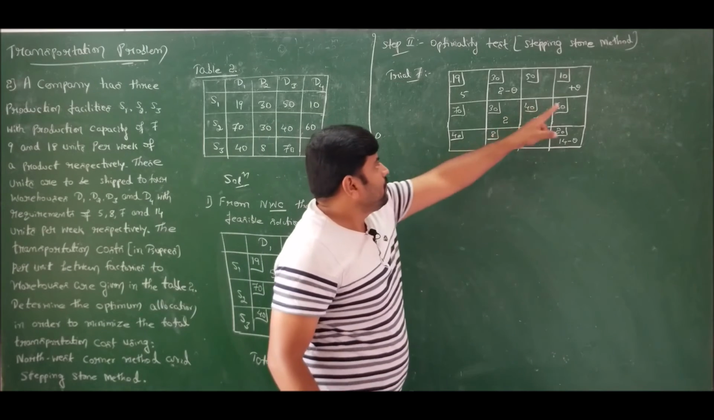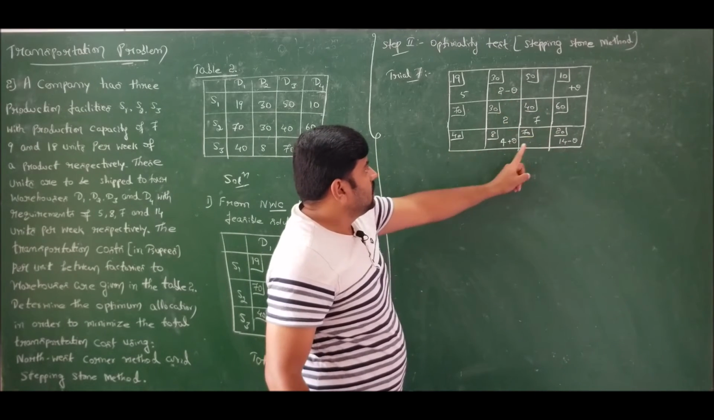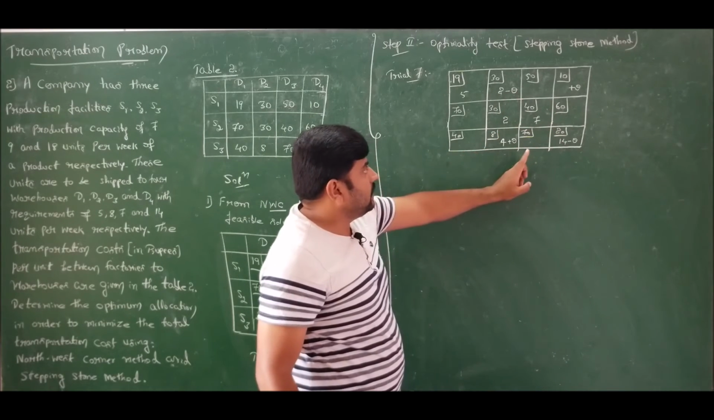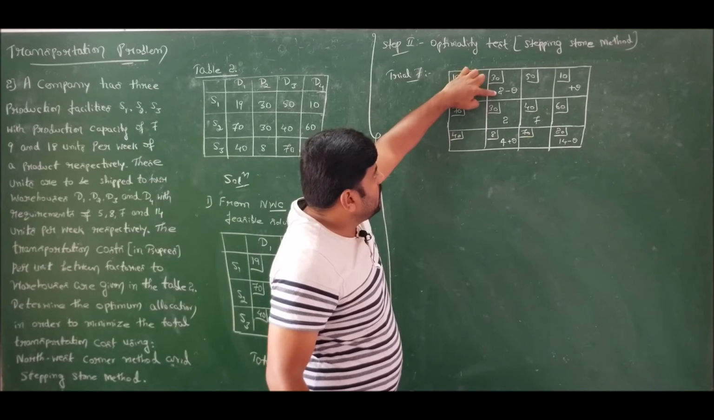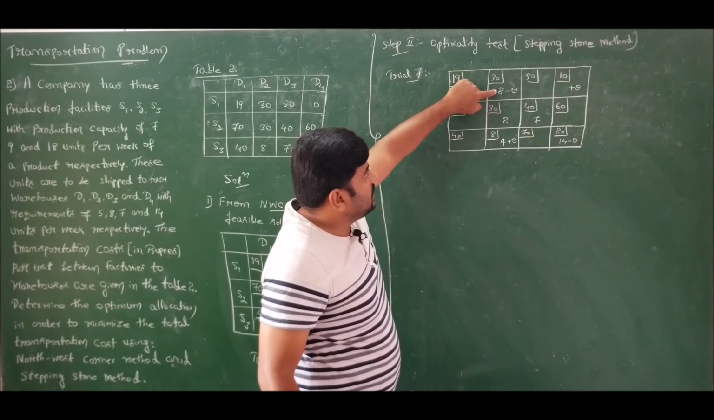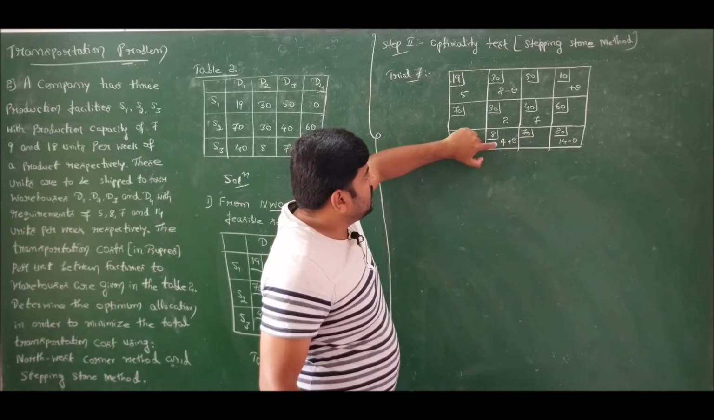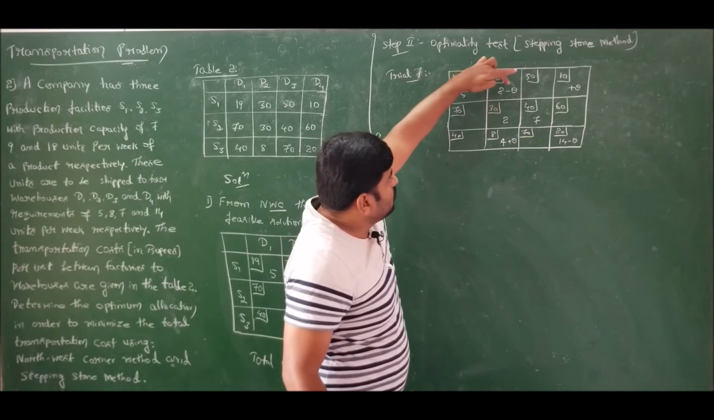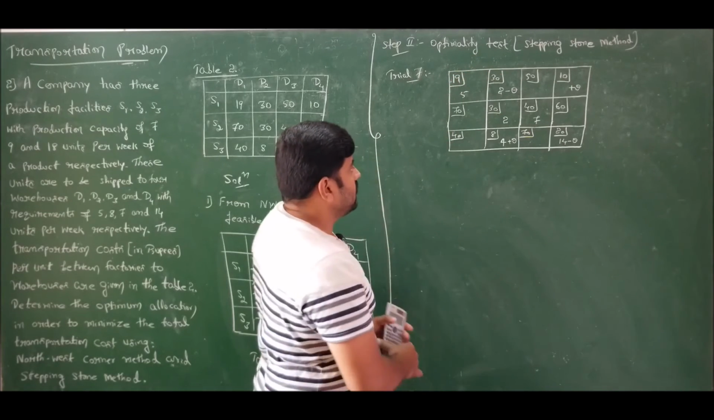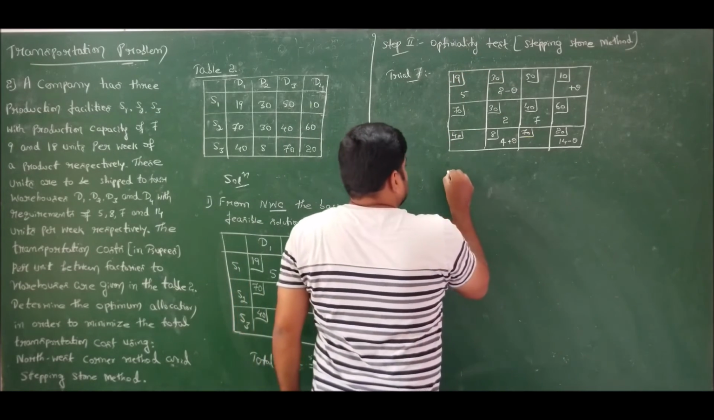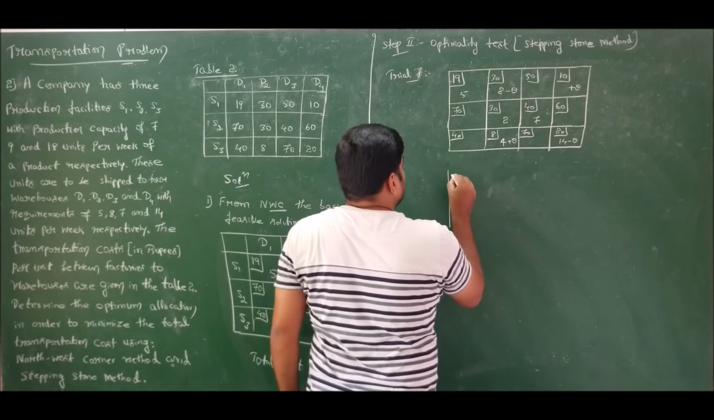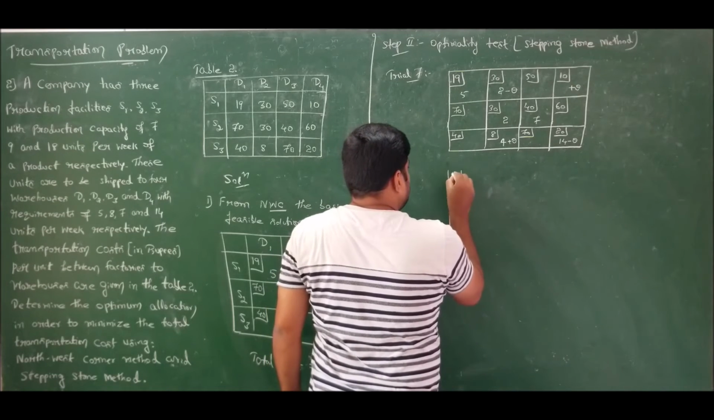Now what is the value of theta such that the allocated cells will not become negative? Theta can accompany only 2, correct? Further increase will cause the allocated cells to become negative. So the maximum value of theta that I can give is 2. If I give 2, this will become 0. So the optimum allocation in trial 7 is found to be 19.